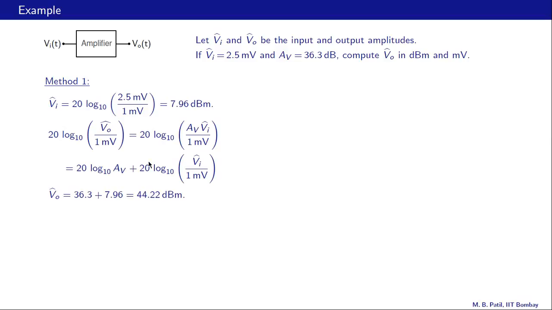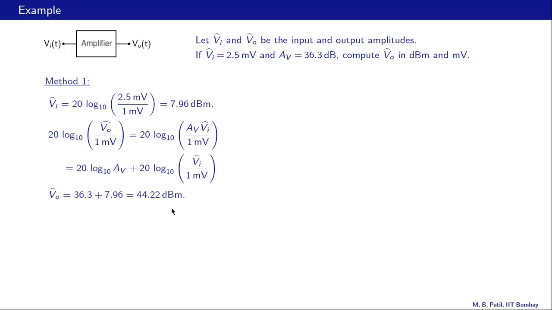And therefore we can calculate Vo cap now. This number would be Vo cap in dBm. We already have this number given to us, 36.3 dB. This we have computed, that is Vi cap in dBm. So 36.3 plus 7.96, that is 44.22 dBm. So that is Vo cap in the unit of dBm.